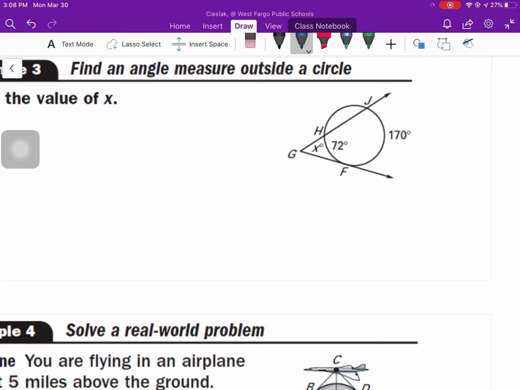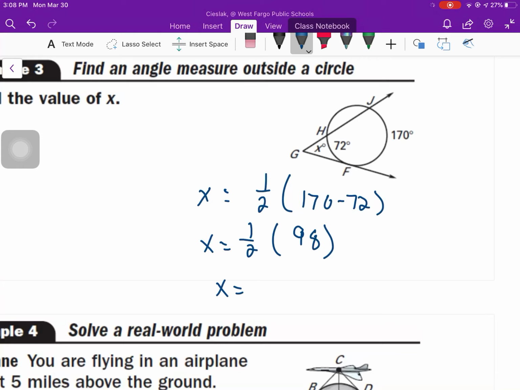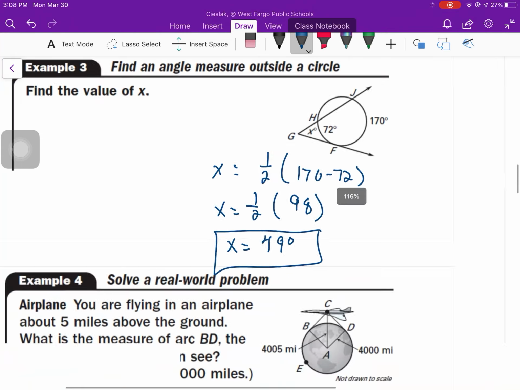So remember, outside meant we had to subtract, so I'm going to go x is going to be equal to 1/2 times, now I'm subtracting, 170 minus 72. X is equal to 1/2 times 170 minus 72 is 98. So I'm going to get x is equal to 49 degrees.